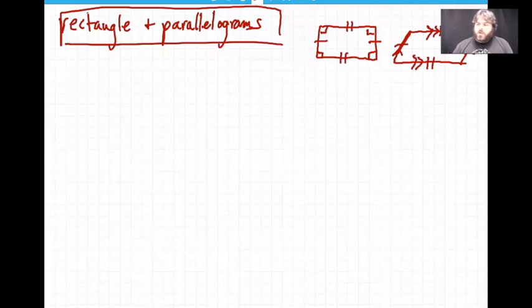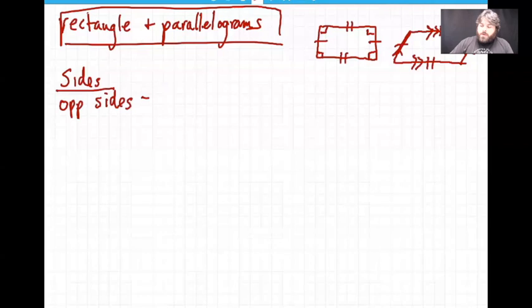Okay, so let's see. What do we know about the sides? We'll start with the sides. Okay, we know that the opposite sides are going to be equal to each other. Those sides that are across from each other are going to be equal in length. We also know that the opposite sides are parallel to each other. So we know opposite sides are equal and opposite sides are parallel to each other.